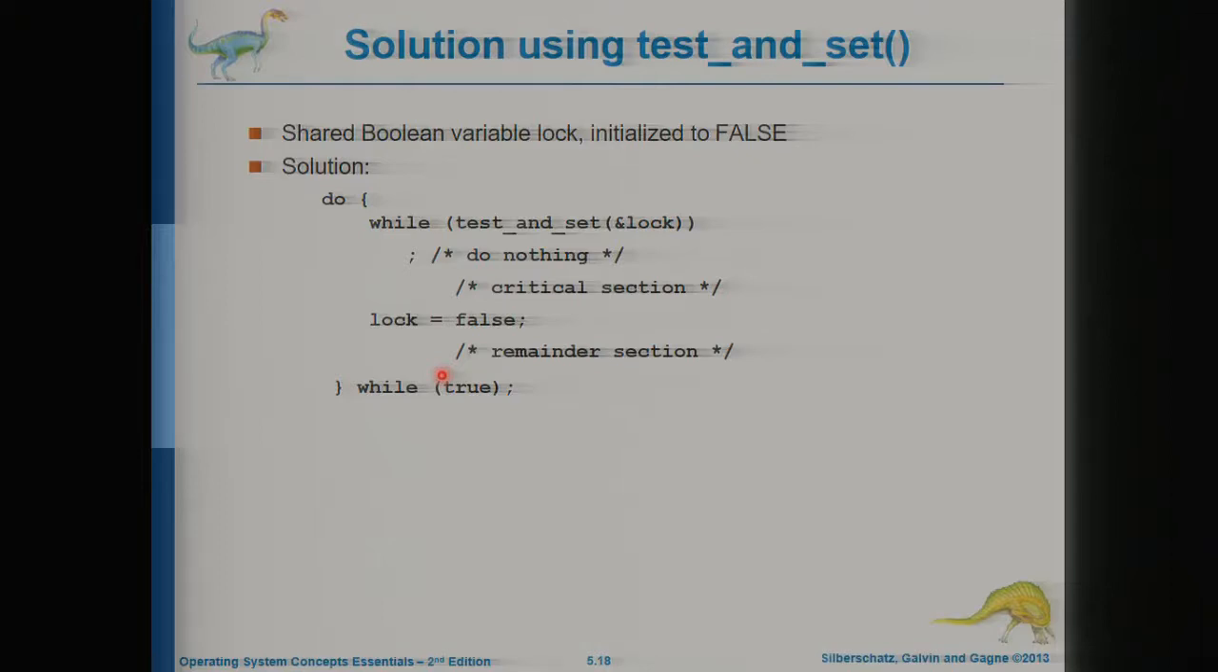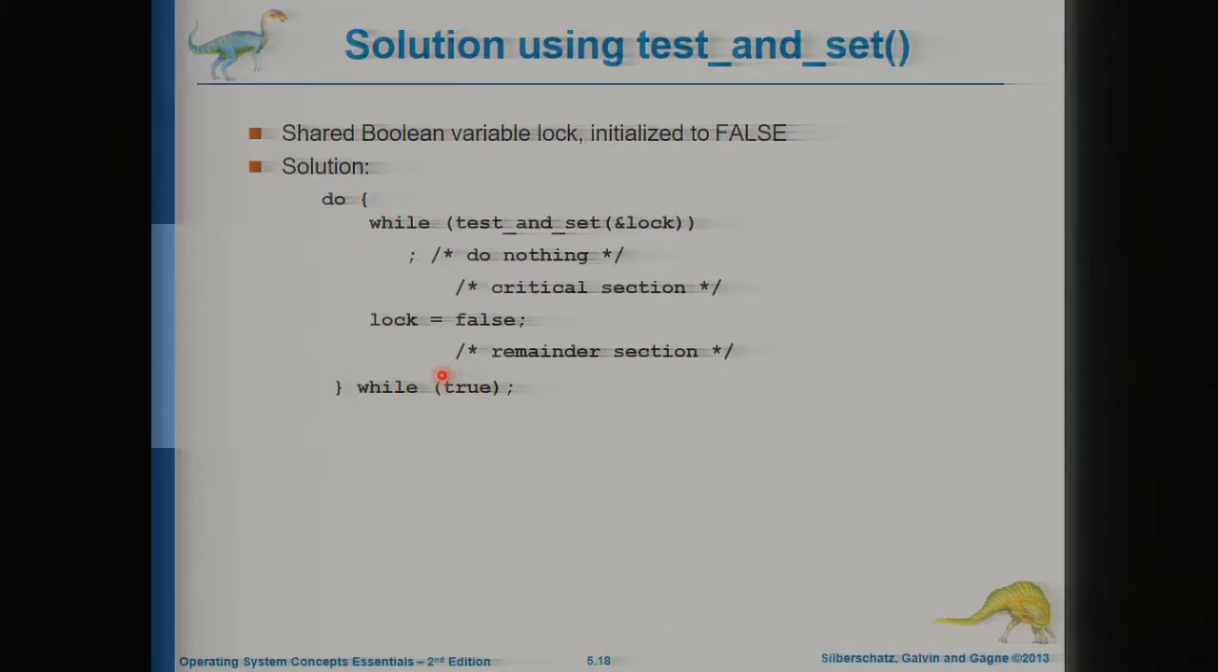So while test and set ampersand lock. What is the value of lock assigned? Initially it is false. So lock is false. So here target is false, because test and set is this method, and the parameter passed to that method is false. So we assign false to RV, and then we make target true. We are changing the value of target to true, and then we return RV. RV has the value false, so false is returned here.